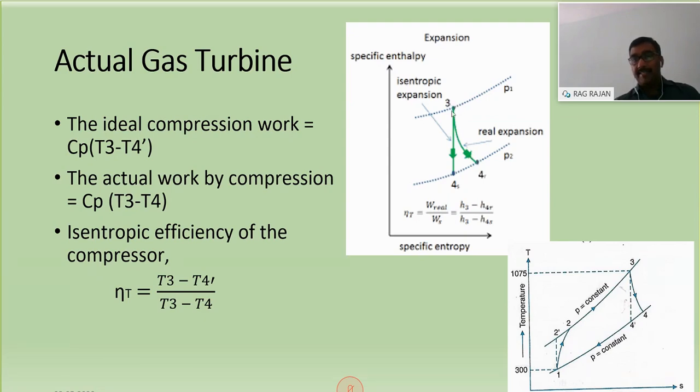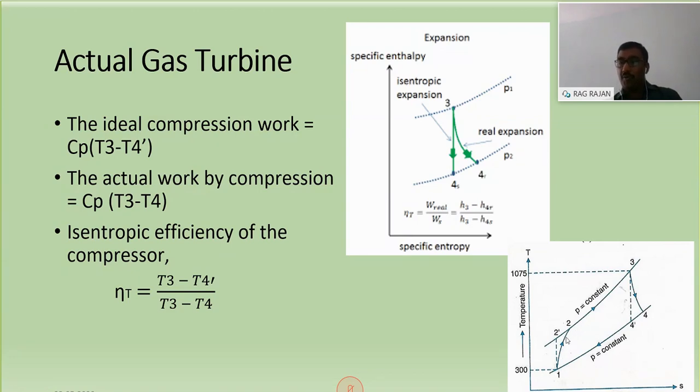Theoretically we are saying it is H3 minus H4. So work output is less compared to the isentropic expansion. So the actual work by expansion is Cp into (T3 minus T4). In comparison, we will get the efficiency of the turbine equal to (T3 minus T4 dash) divided by (T3 minus T4). So combining all this, this particular curve will give you almost an actual situation.